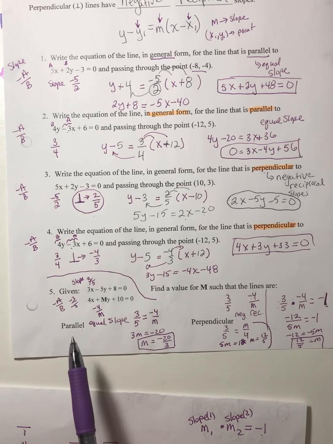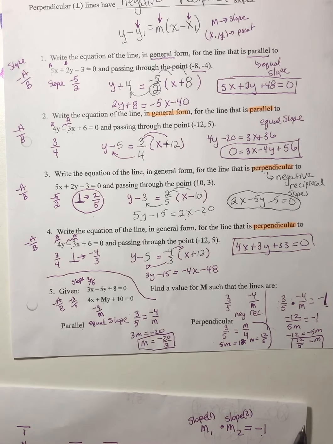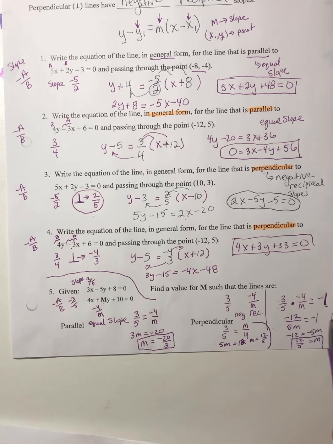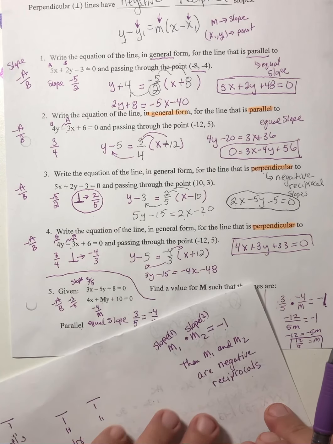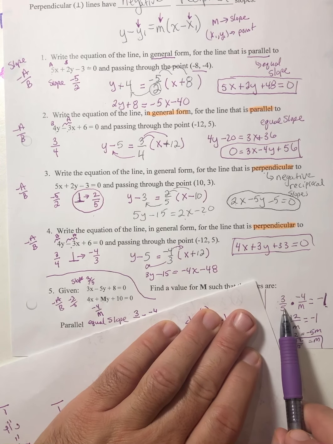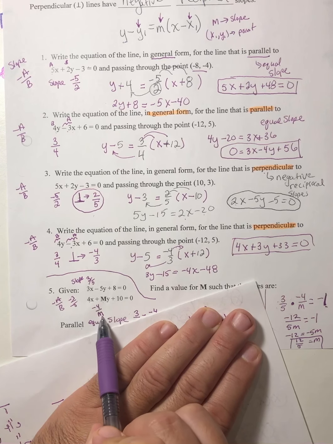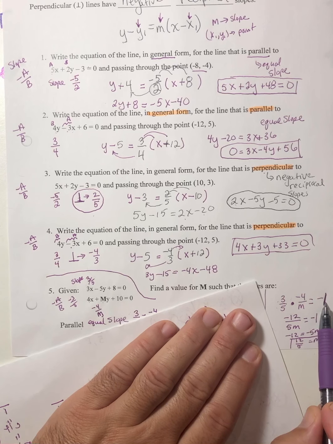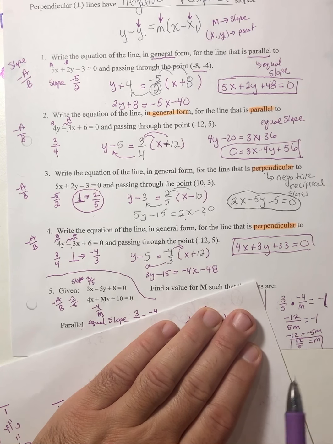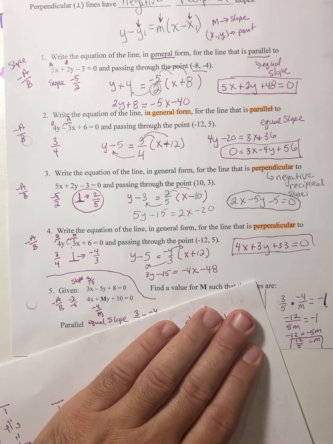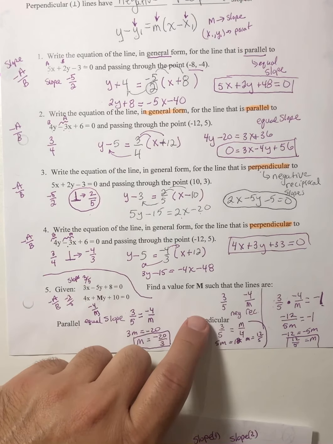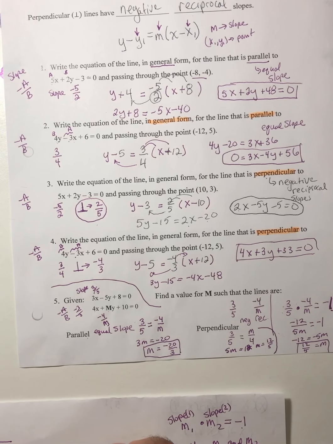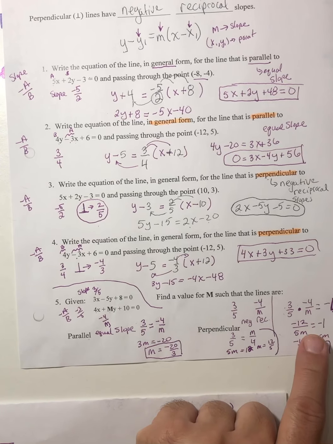So if they're parallel, set the slopes equal, cross multiply. If it's perpendicular, take those exact same fractions that you had, your 3/5 and your negative 4 over m, multiply them together, set it equal to negative 1, and then solve, and we get 12/5. Might be easier, or else you can do your flip and then set them equal to each other. Flip and negate, then set them equal. You get the same answer. I think this way right here is a little bit easier to do.